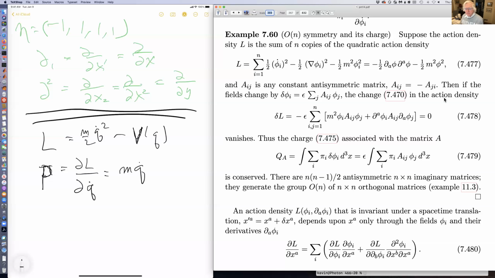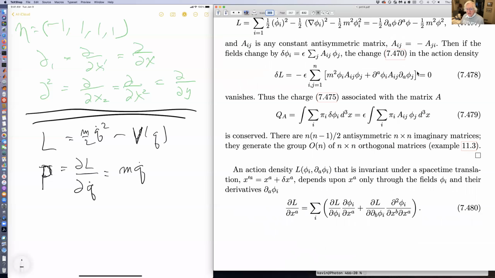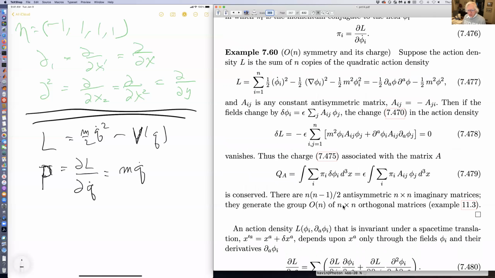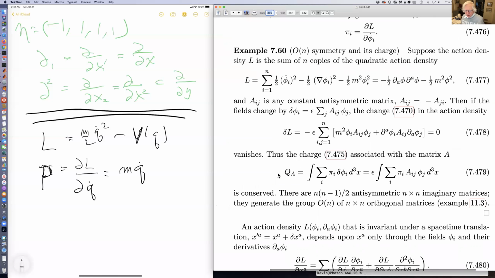because the mass term here is going to change by an epsilon, the 1/2 cancels a factor of 2, and you get this structure here and then that structure. And that vanishes, and that means that this particular charge is conserved. For each generator of rotations in n space, you have a conserved quantity, a conserved charge.